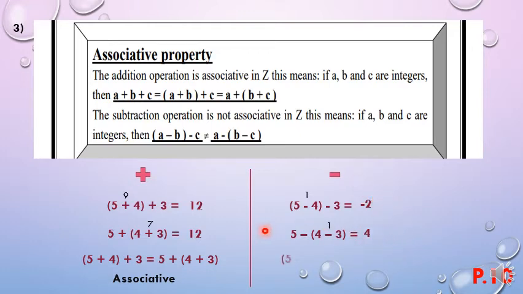No, we don't. That's why we say that 5 minus 4 minus 3 when we have 5 minus 4 between brackets doesn't equal 5 minus 4 minus 3 when we have 4 minus 3 between brackets, which means that subtraction is not associative.